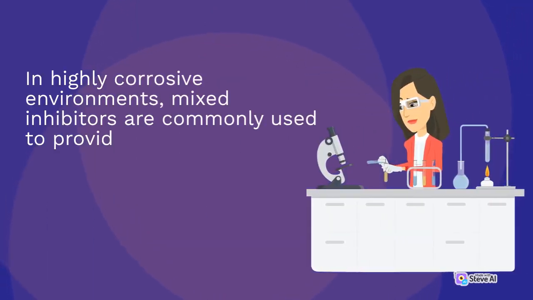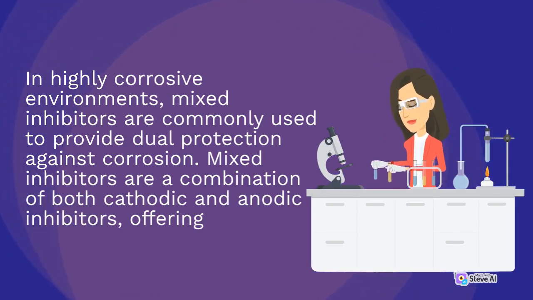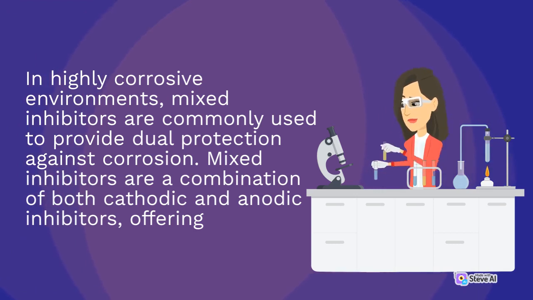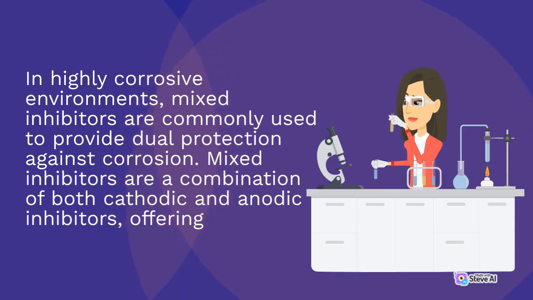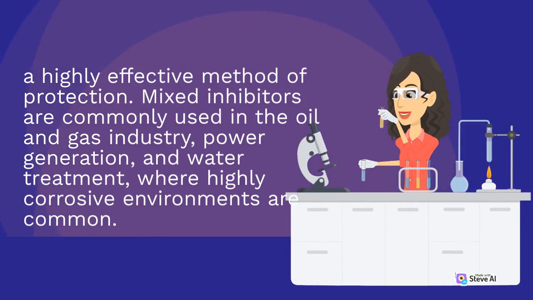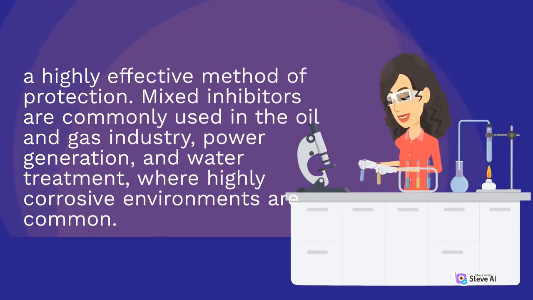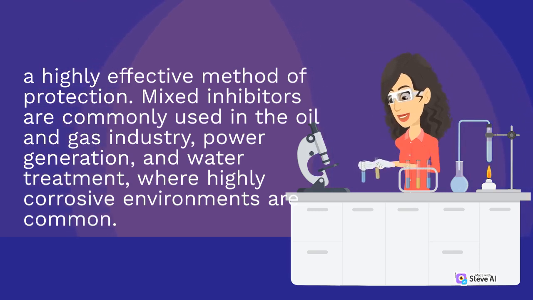In highly corrosive environments, mixed inhibitors are commonly used to provide dual protection against corrosion. Mixed inhibitors are a combination of both cathodic and anodic inhibitors, offering a highly effective method of protection. Mixed inhibitors are commonly used in the oil and gas industry, power generation, and water treatment, where highly corrosive environments are common.